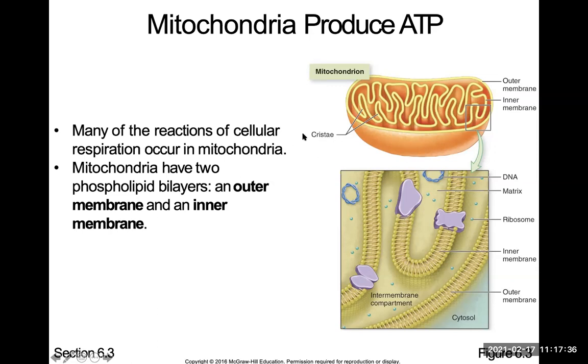Glycolysis happens in the cytoplasm outside. And then Krebs cycle happens here in the matrix. And then on this membrane is where electron transport chain happens. That's where the molecules are.